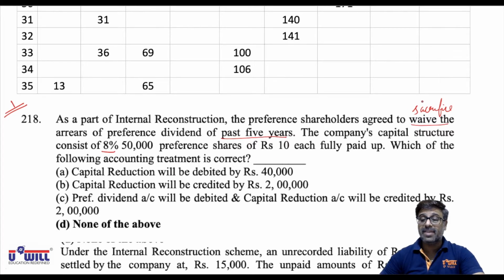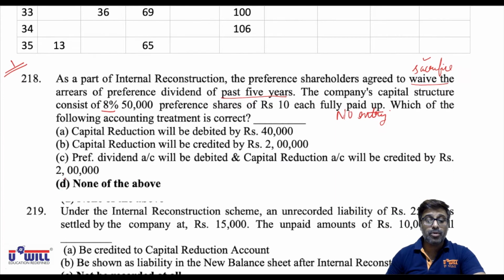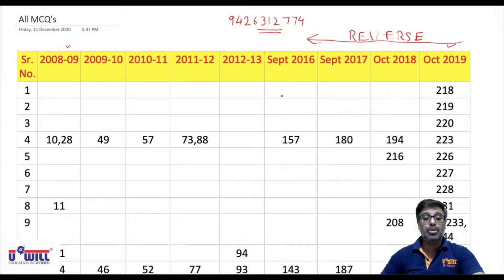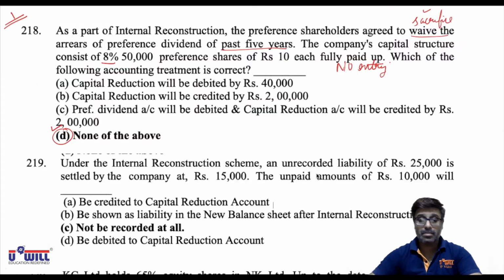Now they have sacrificed. We studied in the internal reconstruction chapter that the entry for preference dividend will be passed only if it is paid. If the preference dividend is sacrificed, no entry is to be passed. So options A, B and C are not correct. No entry will be passed because the entire preference dividend is sacrificed. So the correct option would be option D. There are no other similar questions asked in past exams.